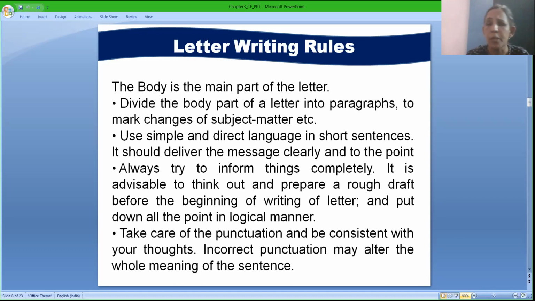Please remember, the body part is very, very important. As I have already told you all, the body part is divided into different paragraphs. Always remember to start the letter with the main purpose. The moment the person is going to read the letter, what is the information you are writing about could even be identified in the form of a subject.